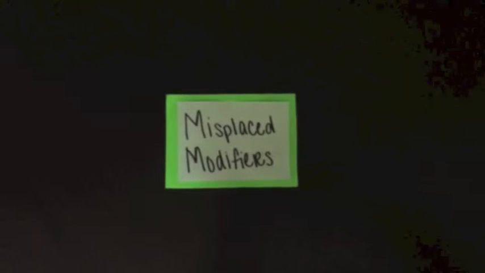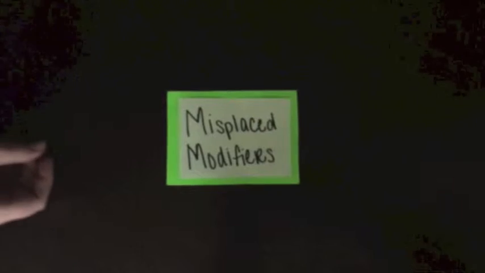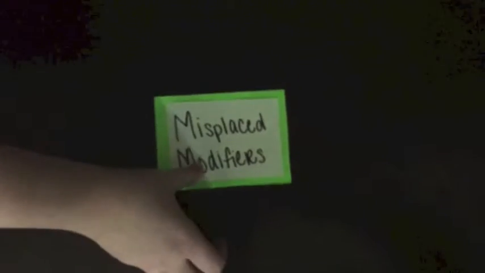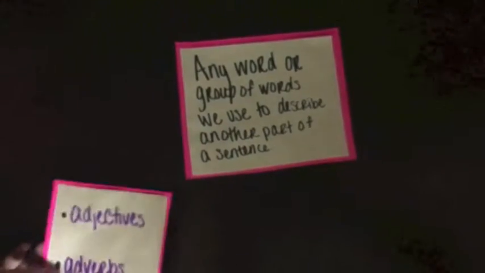Student writing will often contain a misplaced modifier, a mistake that even strong writers make. Today we're going to talk about what they are and how to use them correctly. A modifier is any word or group of words we use to describe another part of a sentence.